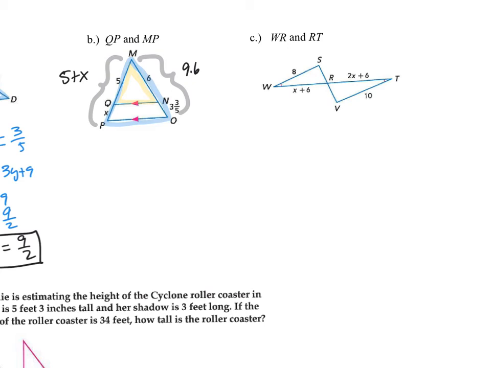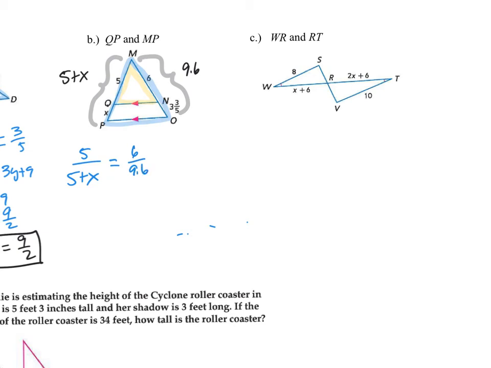Okay? So now let's write our proportion. I'm going to take the ratio of 5 to 5 plus x. Again, that was the side of the yellow to the corresponding side of the blue triangle, and that's equal to 6, the yellow side, to this whole blue side, which would be 9.6. So 6 to 9.6.